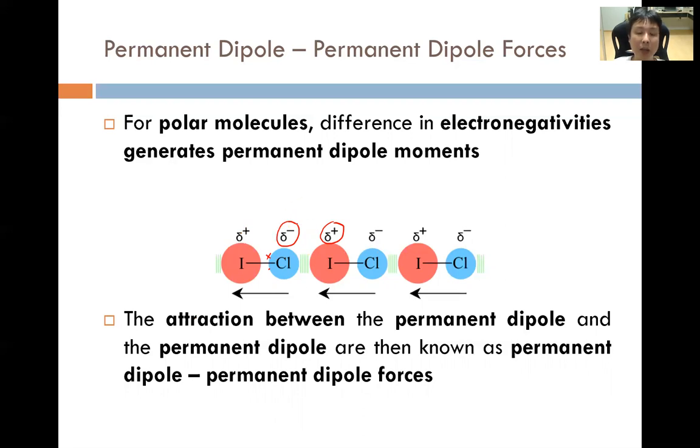Of course, the PD-PD interactions will be stronger than the PD-ID interactions because both the delta minus and delta plus are greater than in the case of PD-ID interactions. Okay, so I hope that makes sense.